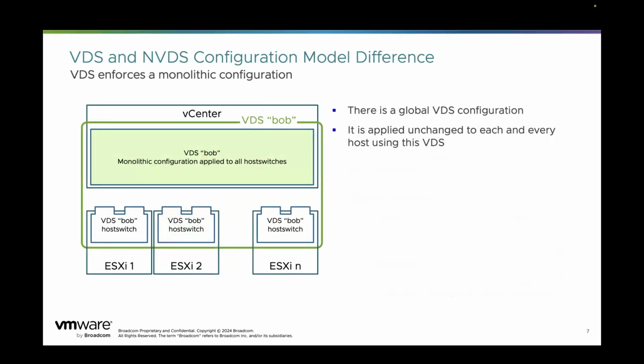So when you consider a VDS, there is a single VDS global configuration that is applied to all the host switches. Each and every host switch on ESXi 1, 2, 3, etc., up to all your ESX switches running this VDS Bob, they're going to have the VDS Bob configuration, exactly the same on each and every one. So there is no difference, and that's probably why we say VDS Bob and we confuse the host switch and the configuration. It's because it's uniform, it's the same configuration everywhere.